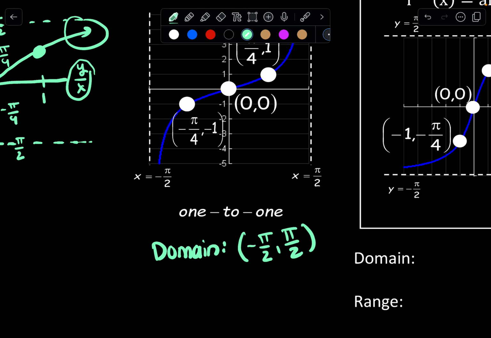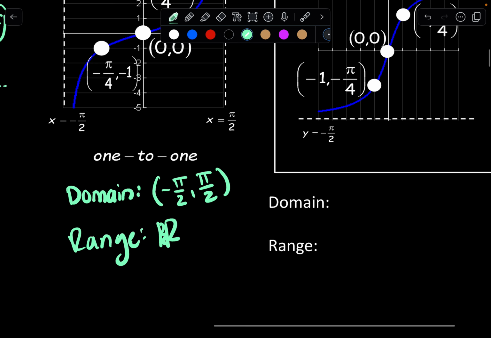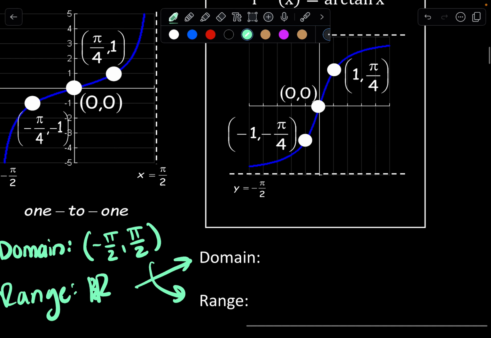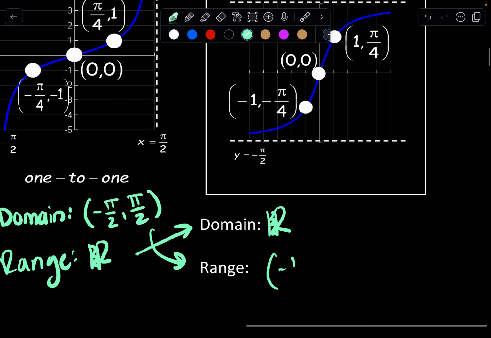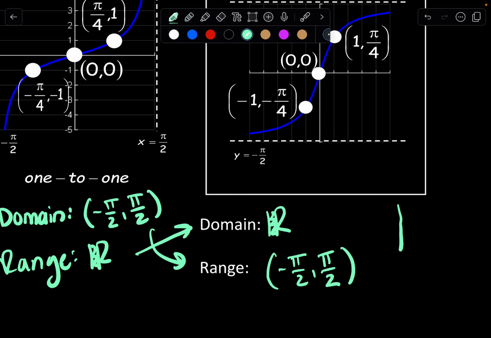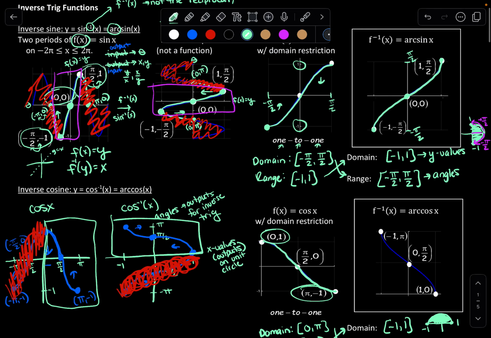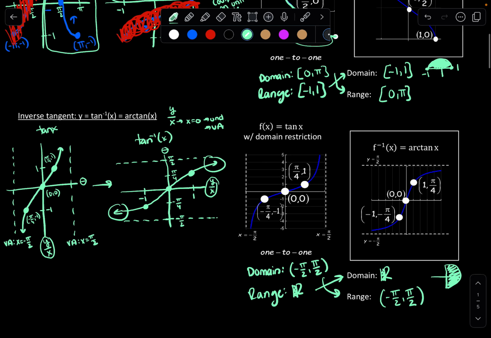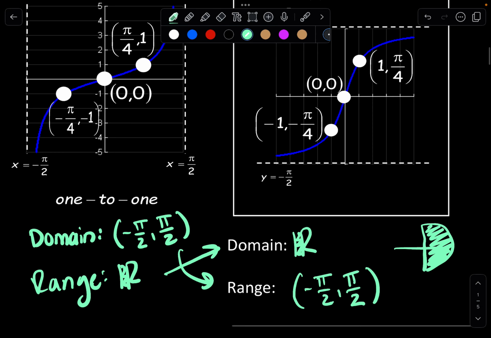So the domain for tangent with this restriction is negative pi over 2 to pi over 2. And then the range is still all real numbers. So again, for inverses, we will switch, which means for arctangent, the domain is all real numbers and the range is going to be negative pi over 2 to pi over 2. So even though the inputs are all real numbers, we are still going to be restricted from negative pi over 2 to pi over 2, just like sine. So arcsine and arctangent have the same restriction in quadrants 1 and 4, and then arccosine is restricted to quadrants 1 and 2. And we will talk more about that in the next video.